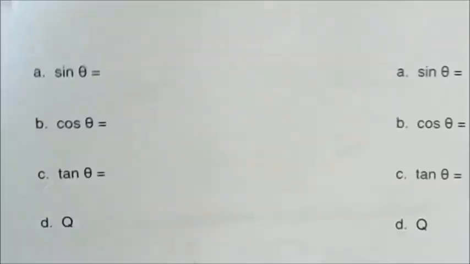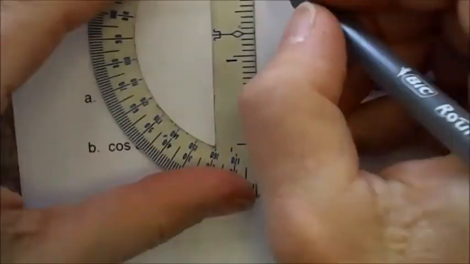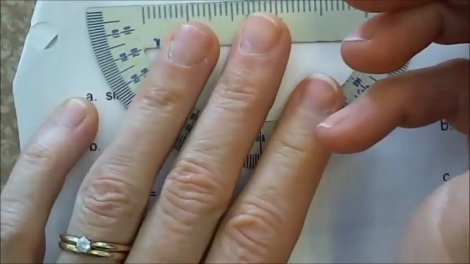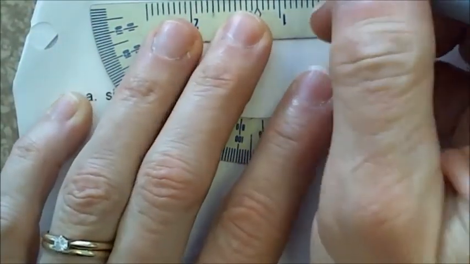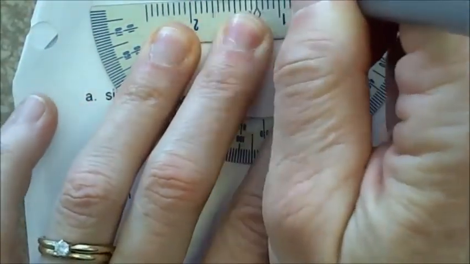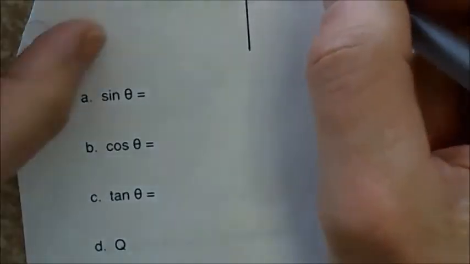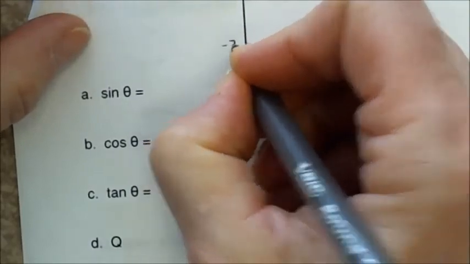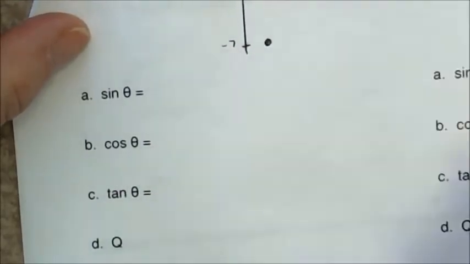Next. Point 1, negative 7. Well, I guess I didn't give you x, y axis here. I guess we've got to draw our own. All right, there's your y axis. There's your x axis. Where is 1, negative 7? Okay, we're going to go over 1, and we're going to go down to negative 7. So 1, negative 7 would be down here.